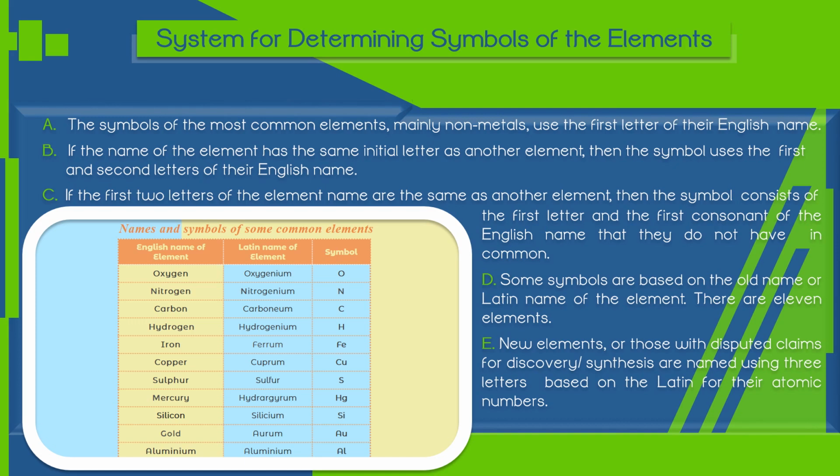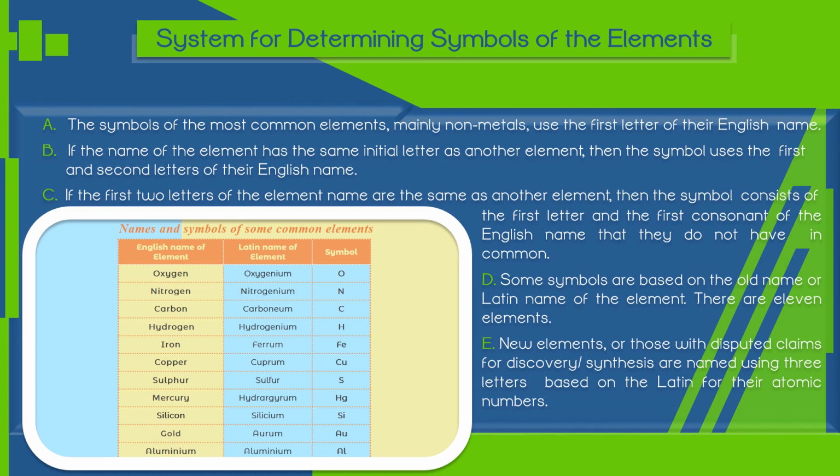Each element is given its own chemical symbol, like H for hydrogen or O for oxygen. Chemical symbols are usually 1 or 2 letters long. Every chemical symbol starts with a capital letter, with the second letter written in lowercase. Here is the system for determining symbols for the elements; here are the various steps, just read them one by one.